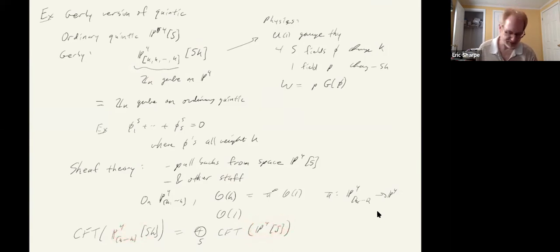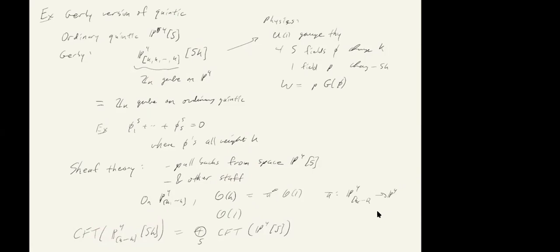But in other respects, it's basically a first approximation. The conformal field theory of that Jerby-Quinnock is a disjoint union of conformal field theories of ordinary Quinnocks. So I don't know if that answers your question. But this is related to the other comment that you made about probe brains, right?